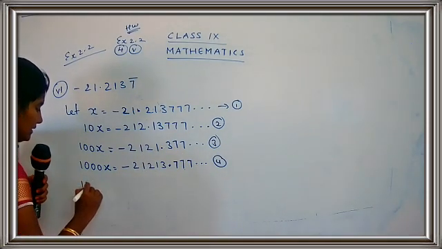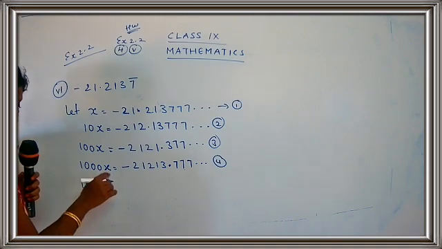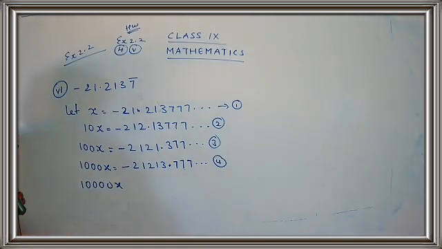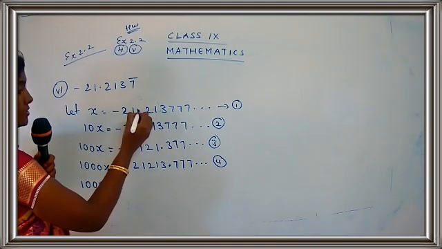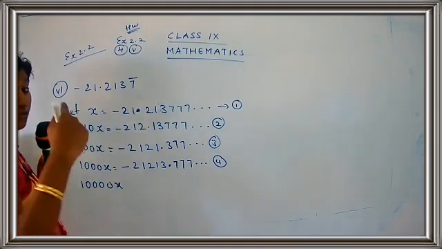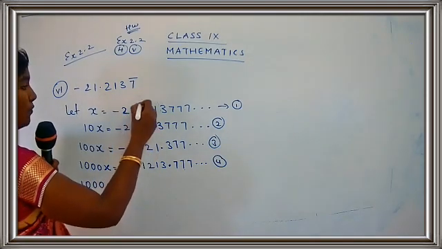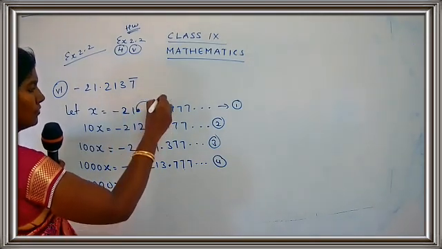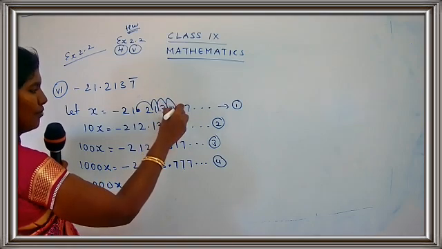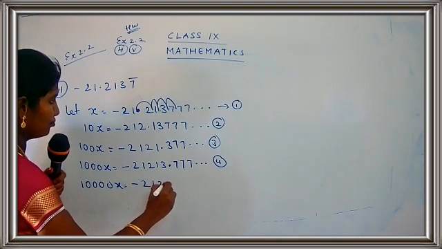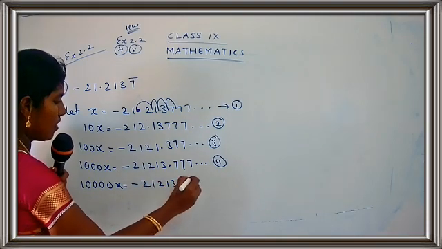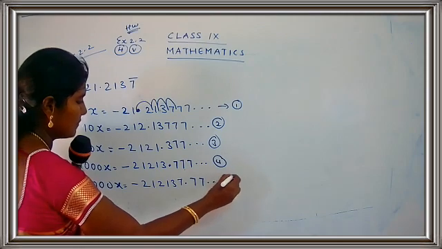I'll do 10,000x. We have found 1000x, now we are going to find out 10,000x. What is the meaning of 10,000x? 1, 2, 3, 4. That means the decimal point is going to shift 4 places to the right. The decimal point is here, so 1, 2, 3, 4, it's going to come here. What do you get? Minus 212137.77 and so on. It's number 5.